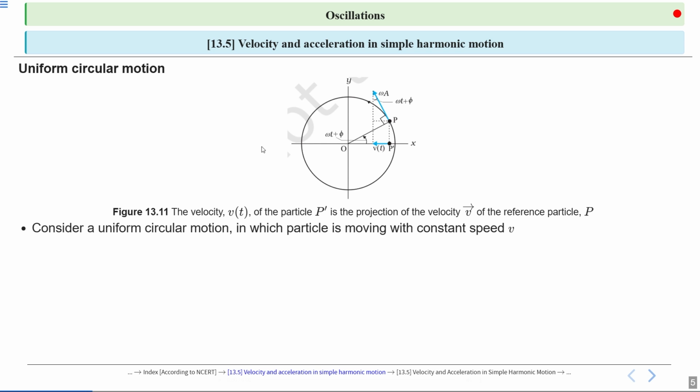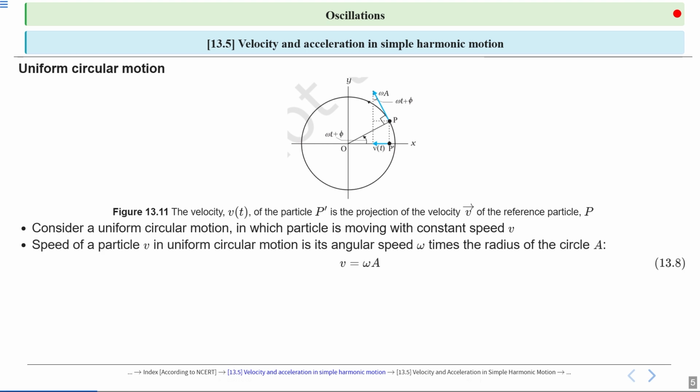So now let's consider what we mean by uniform circular motion. This is when a particle moves around a circle at a constant speed. Even though the speed stays the same, the direction of motion is always changing as the particle goes around.